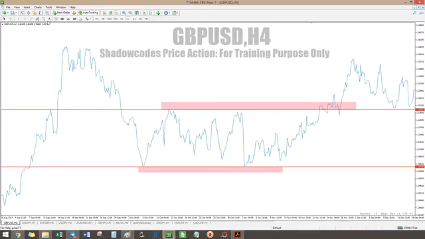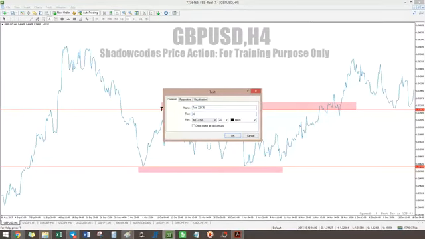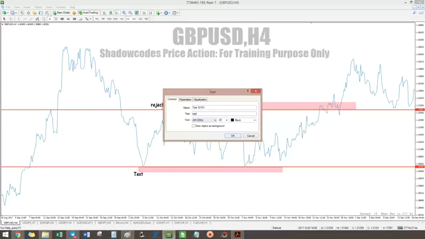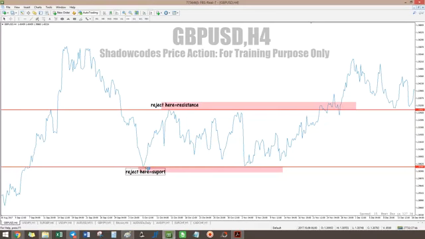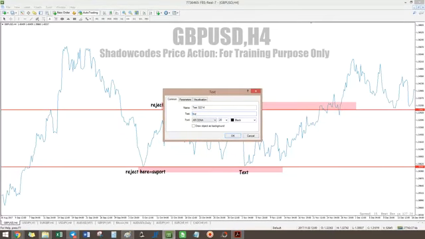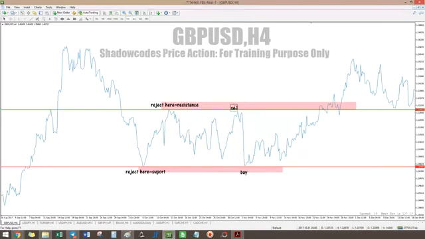Reject here, reject here, to a resistance, reject here, equal support. Support will be here. So we will trade here. We sell here, sell, buy. Over here we sell.